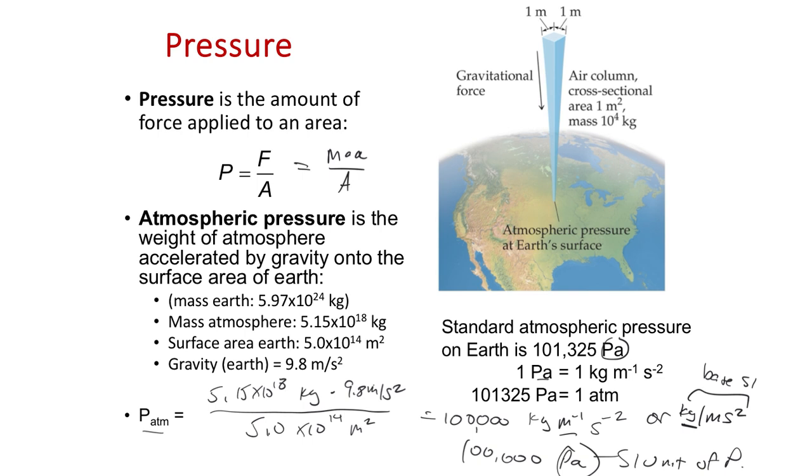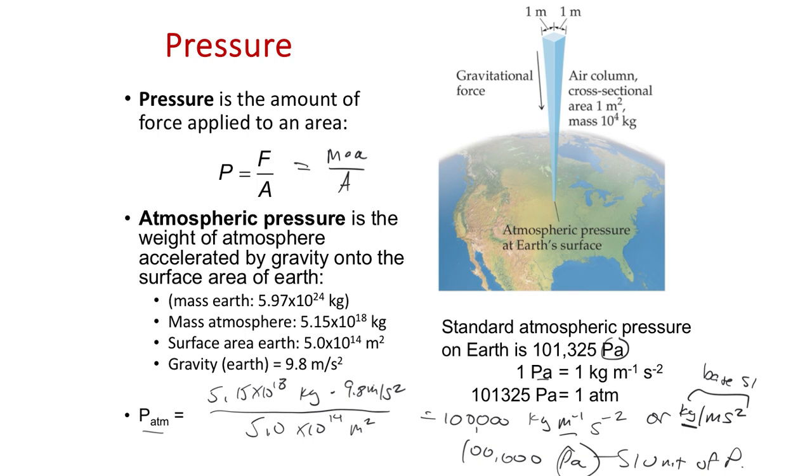It's not all that commonly used. We'll see the atm is more commonly used. And the nice thing with the atm is you'll see the standard atmospheric pressure is just 1 in that unit. But in this fundamental SI unit, kilograms, meter to the minus 1, second to the minus 2, the force due to gravity of the atmospheric mass onto the surface area of Earth gives the pressure to be about 100,000 Pascal.